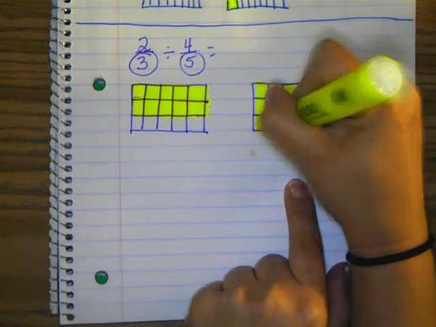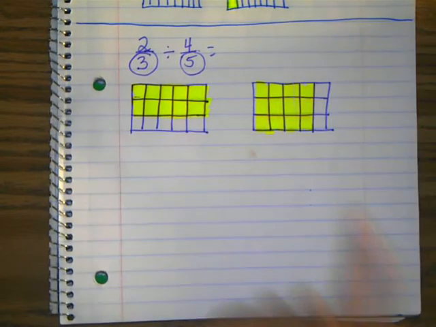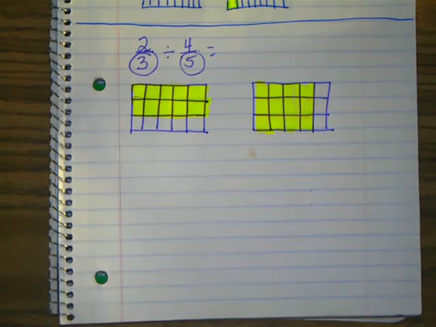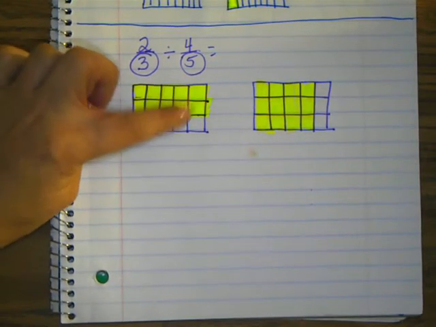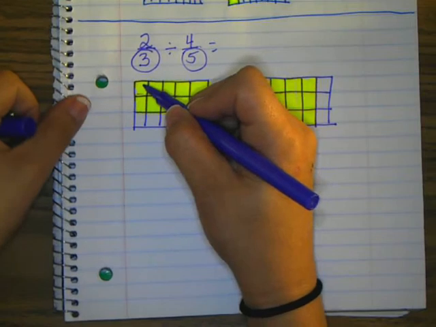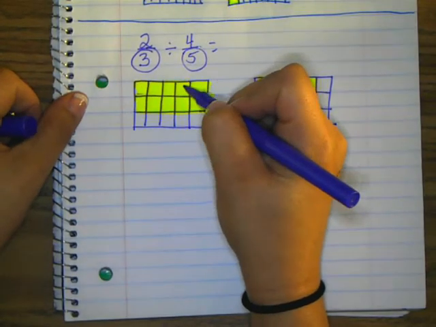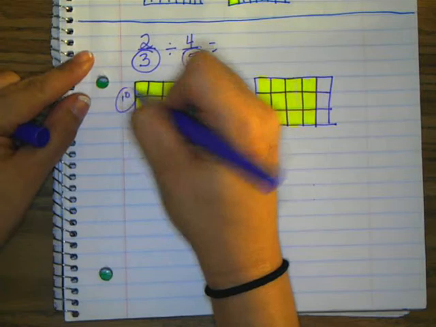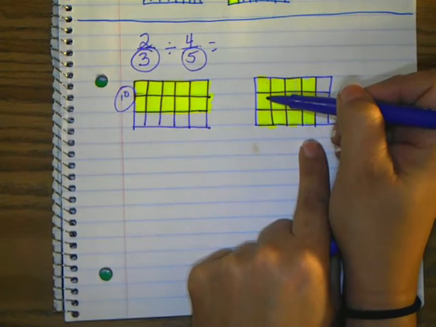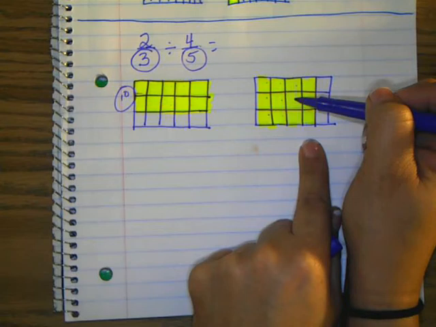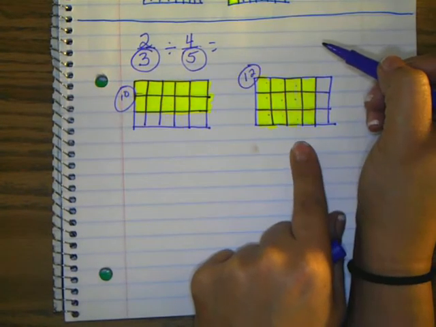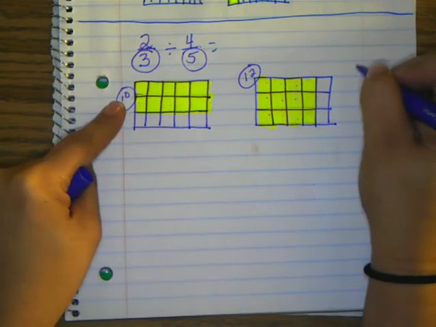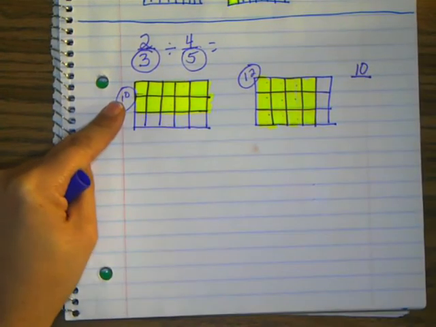Now I'm going to shade the first one. We have a 2 as our numerator. So I'm going to shade 2/3 of just the first rectangle. So that is 2/3. For the second one, I have 4/5. So then I'm going to shade 4/5 of my second rectangle. 1, 2, 3, 4.